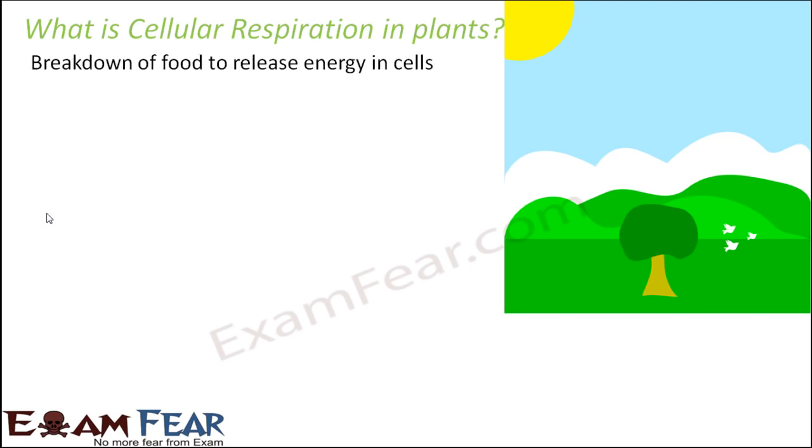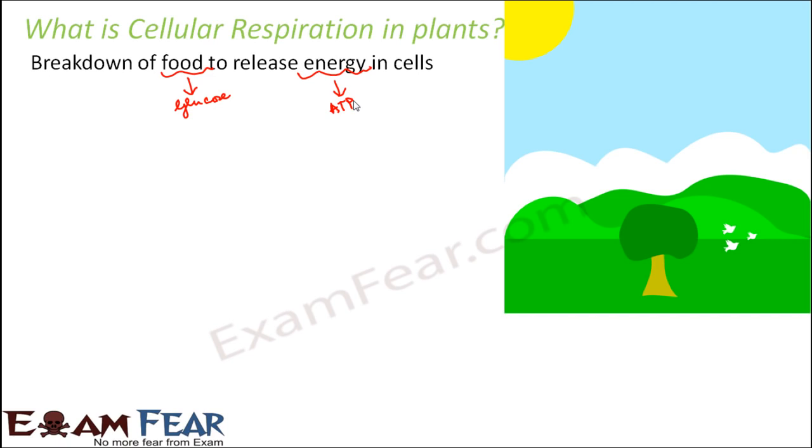So it is the breakdown of food to release energy in cells, because at the end of the day, it is the cell which needs energy to perform all the cellular activities. So breakdown of food to release energy in cells. When I say food, it is nothing but glucose. And when I say release energy, this energy is released in the form of ATP molecules.